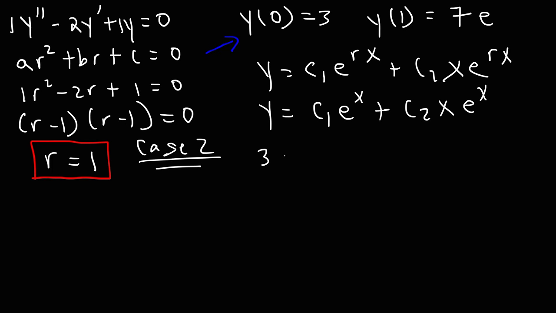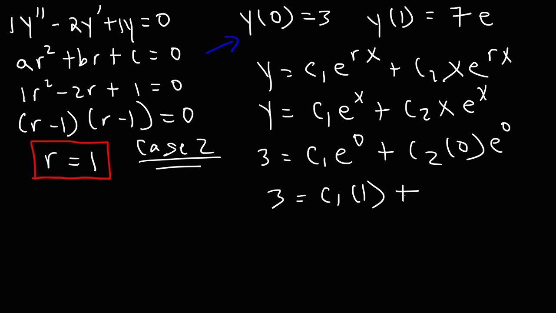Let's replace y with 3 and x with 0. So we're going to have this. e to the 0 is 1, and 0 times e to the 0 times c2 is just 0. So we can see that c1 is equal to 3.